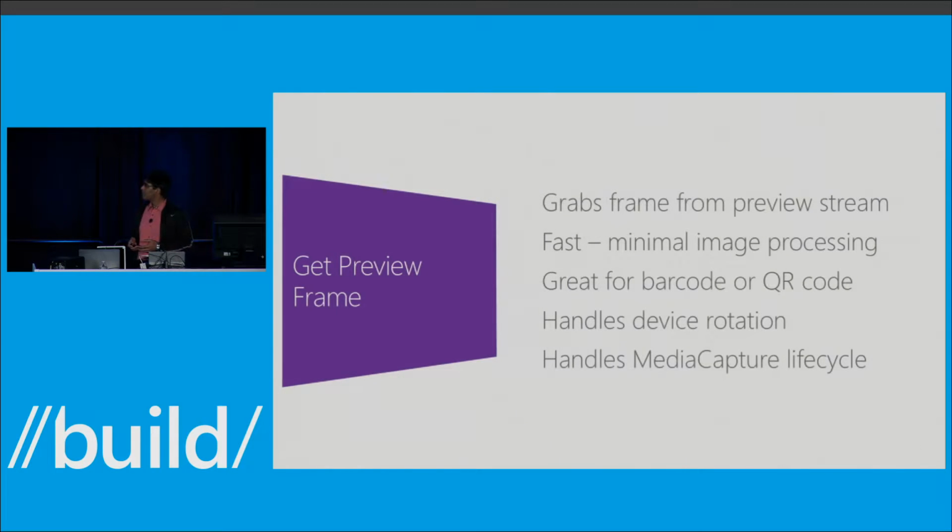Preview frames are very fast to obtain because they involve minimal image processing. This is very useful for applications that do live analysis. For example, live translation services, barcode, QR code detection, etc. The get preview frame sample shows you how to get access to the current preview as a video frame object. So it also handles device rotation and media capture lifecycle management. Mike will show this in action and take us through a code review. Let's invite Mike.